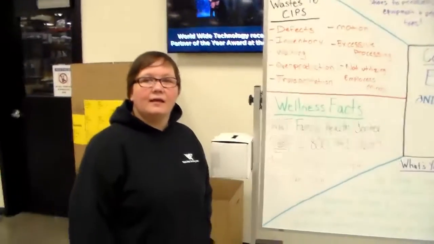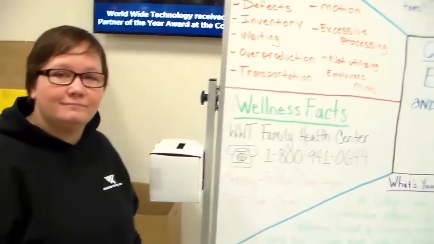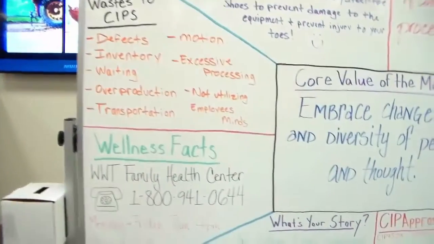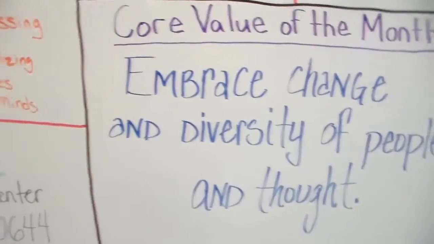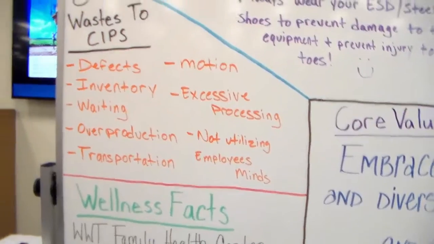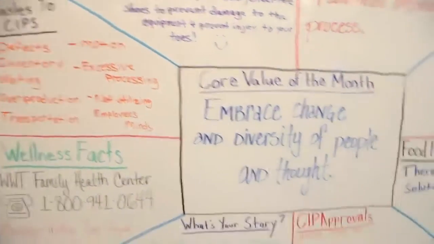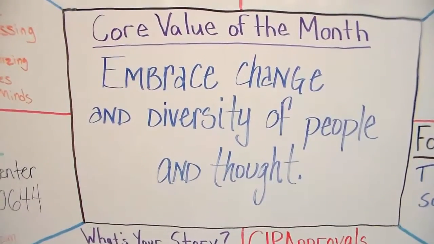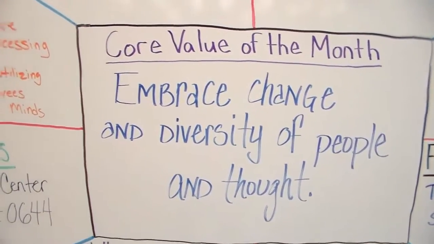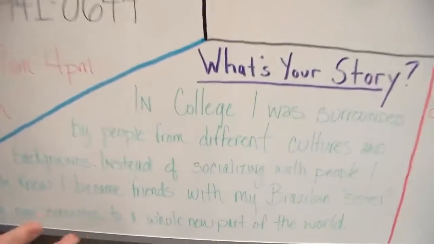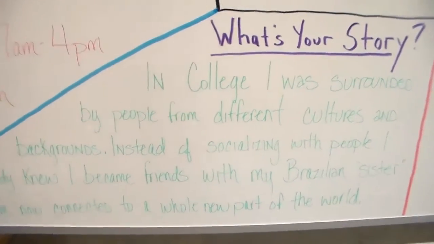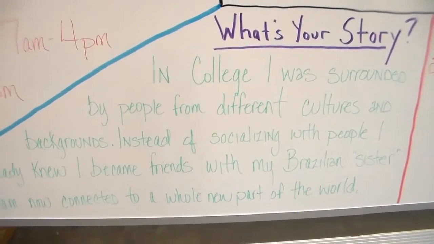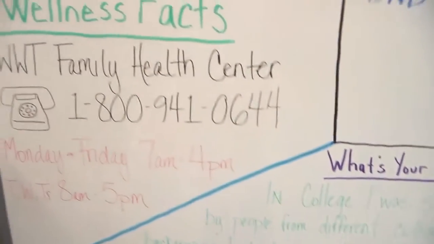All right, here with Ashley is going to tell us about what she developed on the other side of the CIP board. Ashley, go ahead. So this is the back side of our board. We wanted to make sure that we highlighted the core value of the month. So everything in the lab and everything that has to do with the board revolves around the core value of the month. We have a story down here that basically gives an idea of what that core value of the month looks like in and out of the lab, so at home as well.